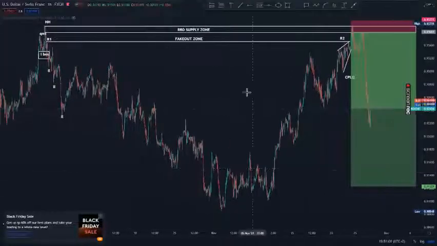So talking about losers, let's look at the other trade which actually turned out to be a loss. Let me show you guys.